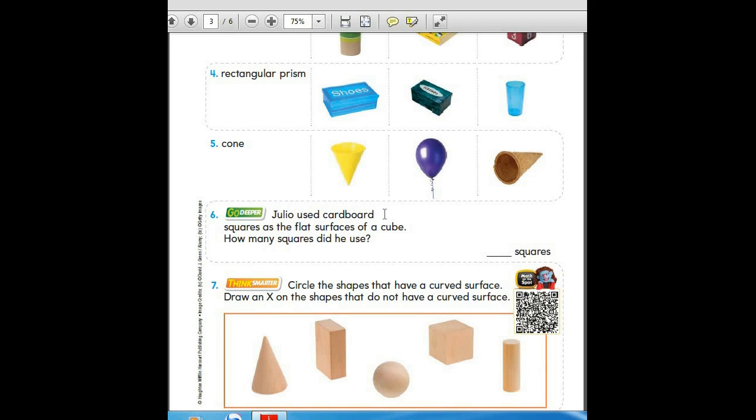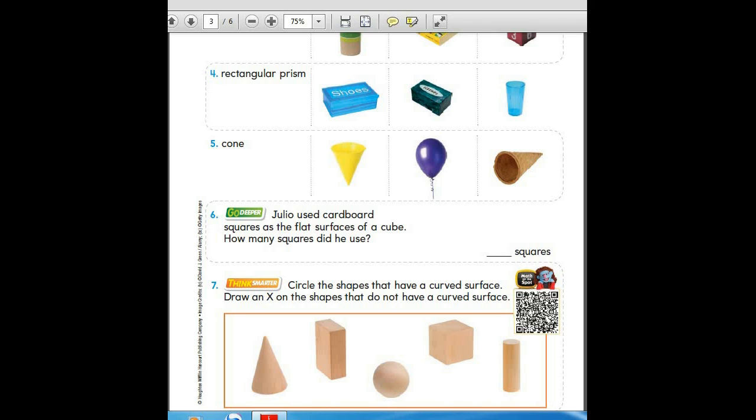Here Jolly used cardboard squares as the flat surfaces of a cube. How many squares did he use? He said to me that he used cardboard squares as the flat surfaces. We know that the cube contains 6 squares, right? Like that one. So all its faces look like squares. So he will use how many squares? Yes, the cube is made of 6 squares, so he will use 6 squares here.